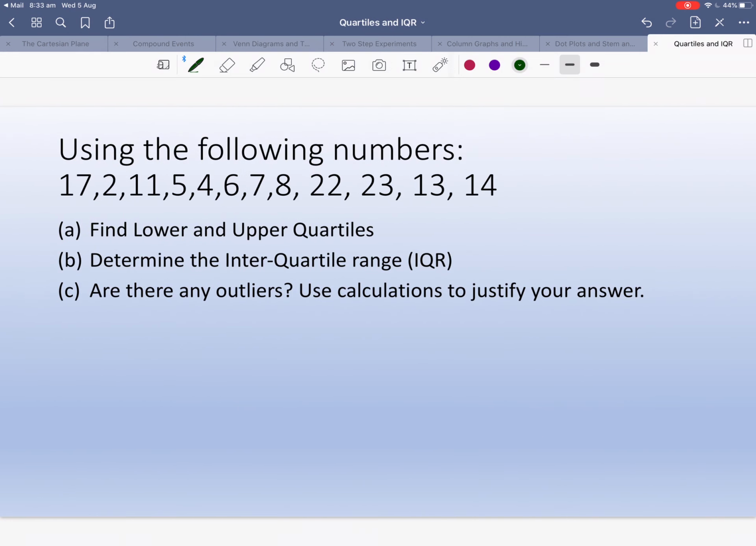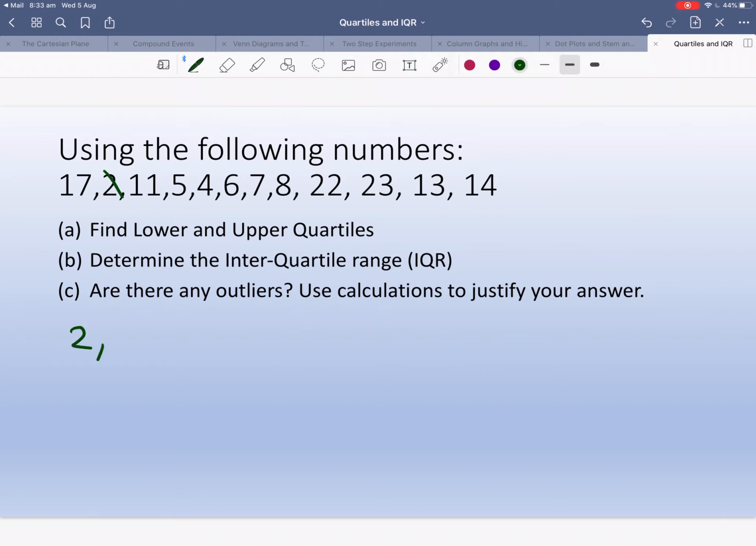All right, let's look at this one. Using the following numbers, find the lower quartile and the upper quartile. The first thing I need to do is put things in order. Forget what the question is, I need to put things in order. Okay, so it looks like the lowest number is 2, so I'm going to start there.